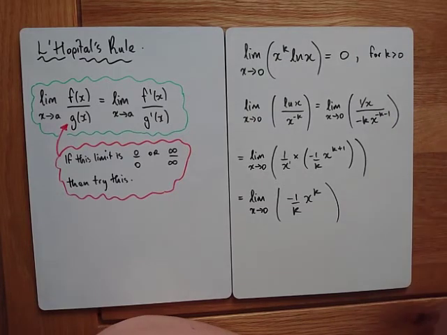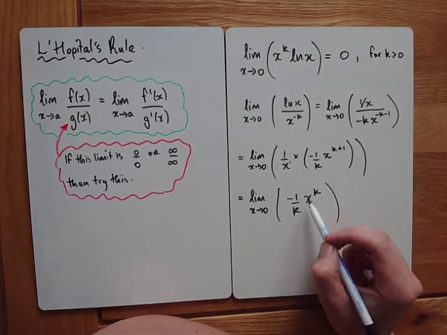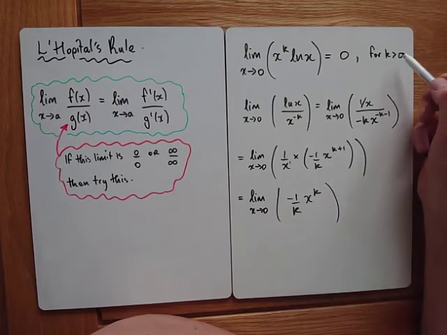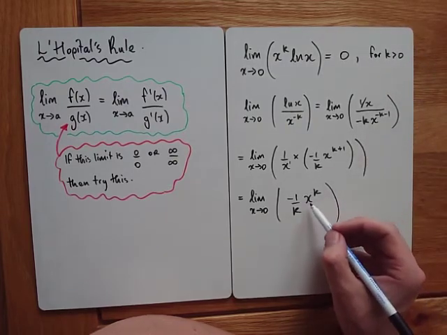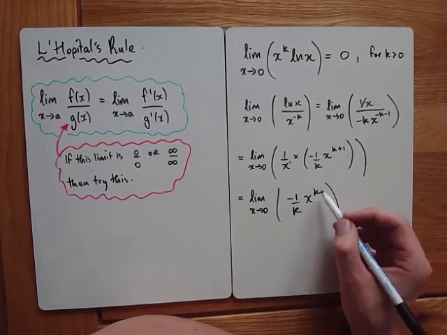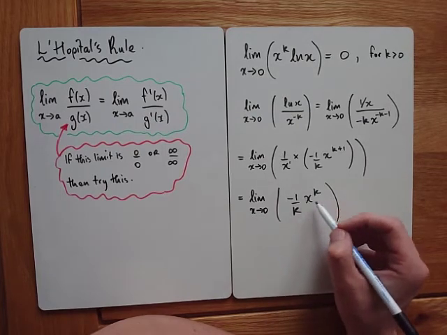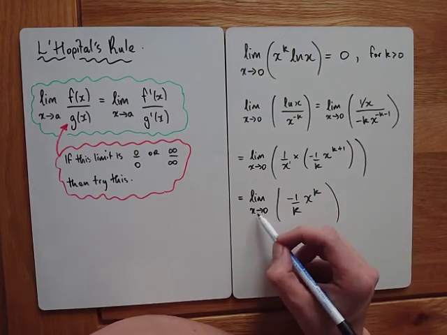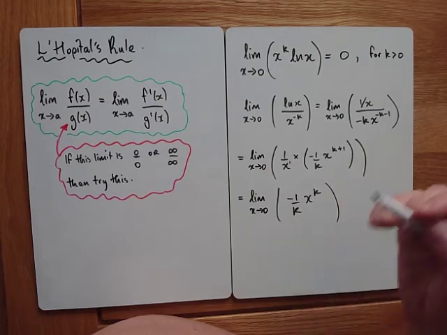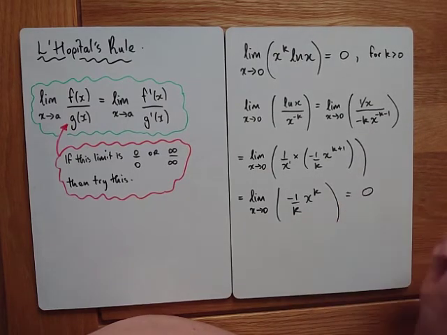Okay, and then we can clearly see that because k is greater than 0, x to the k, like x squared, x cubed, as x tends to 0, x squared or x cubed or so on, would also tend to 0.